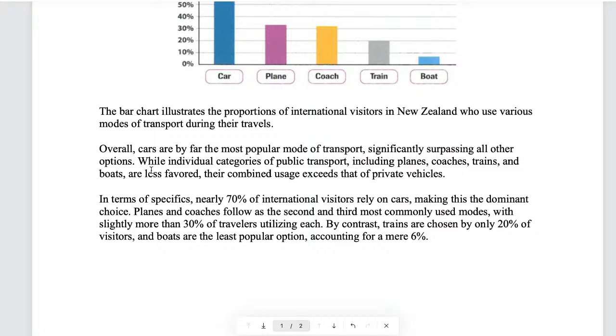Guys, because this essay is about to get a band 8 or 9, so of course when you hear the words you think it's hard. Yes, I know. Do you know why? W-H-I-L-E, yes. Every time you need to compare things, you use while, right? You use while. Whereas you guys, while individual categories. Do you know how to write individual? I-N-D-I.